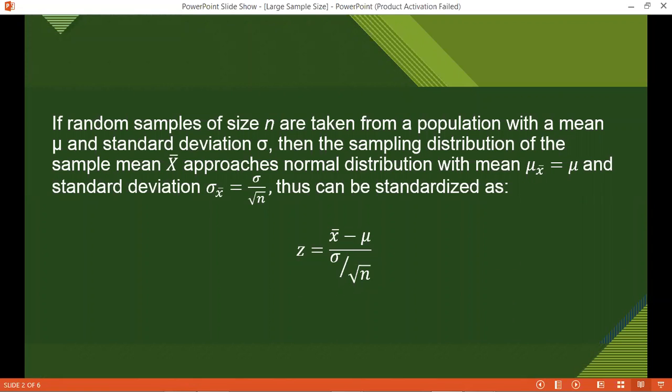If random samples of size n are taken from a population with a mean and standard deviation, then the sampling distribution of the sample mean approaches normal distribution with mean and standard deviation, thus can be standardized as given in the formula below. So we have the formula Z is equal to the sample mean minus the population mean all over the quotient of the standard deviation and the square root of n.